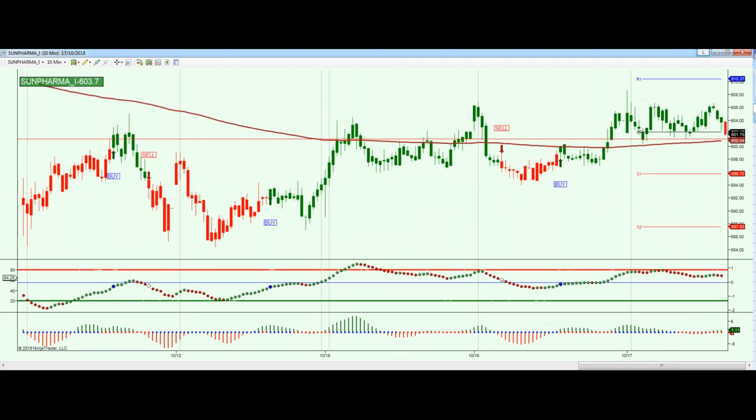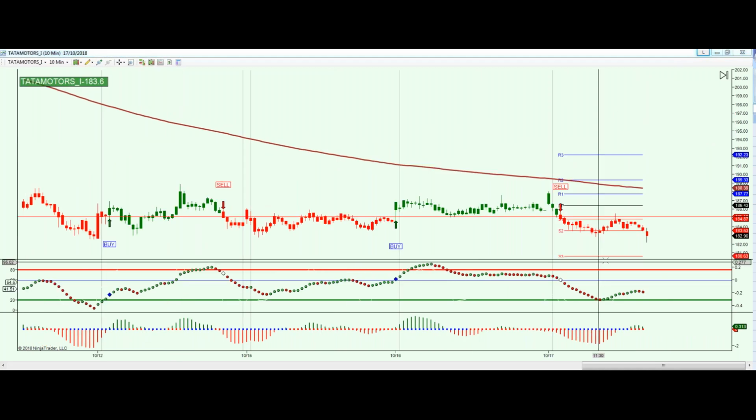And Sun Pharma has been very flat. 606 was the entry buy call, and we did not exit that. It's at 602. It went up to 605 also. We did not exit that because there is a strong support. Maybe it might bounce back. Otherwise, we can exit after it breaks that support. And we have Tata Motors, a sell call. The entry price was 184.20. Now it is at 182.90.